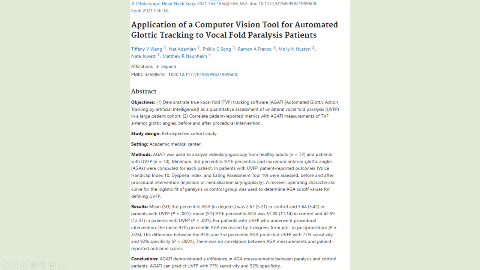This article by Wang and co-authors from 2020 on automated glottic tracking for vocal fold paralysis evaluates the application of the tracking software Agati, automated glottic action tracking by artificial intelligence, for quantitative assessment of unilateral vocal fold paralysis with a 77% sensitivity and a 92% specificity between control and paralysis patients.